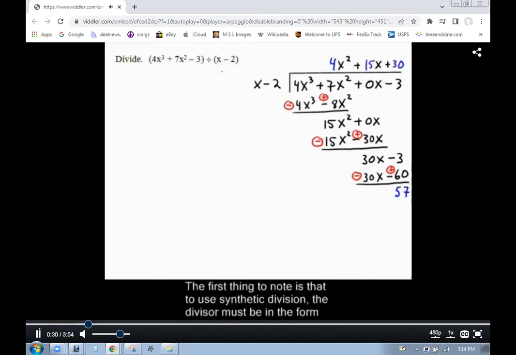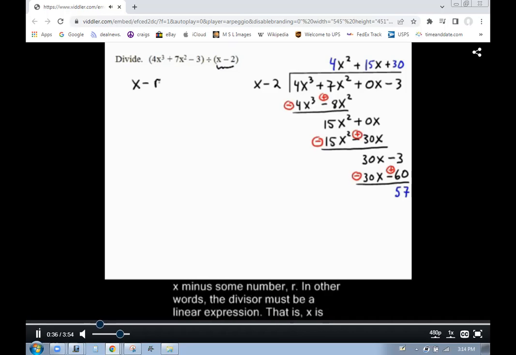The first thing to note is that to use synthetic division, the divisor must be in the form x minus some number r. In other words, the divisor must be a linear expression, that is, x is to the first power only, and the coefficient on x must be 1. To start, the divisor is x minus 2, which is in the form x minus r, where r is 2.